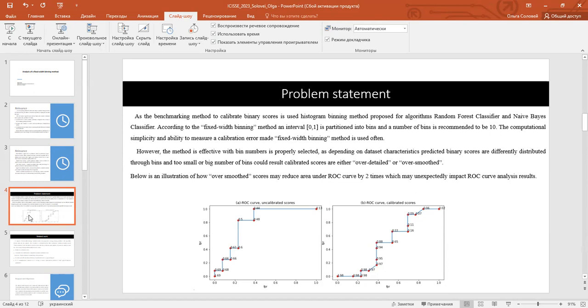However, the method is effective only when the bin number is properly selected. Depending on dataset characteristics, predicted binary scores are differently distributed through bins, and too small or too big a number of bins could cause calibrated scores to be either over detailed or over smooth. Below you can see an illustration of over smooth scores that can reduce the area under the ROC curve by 2 times, which may unexpectedly impact the ROC curve analysis results.